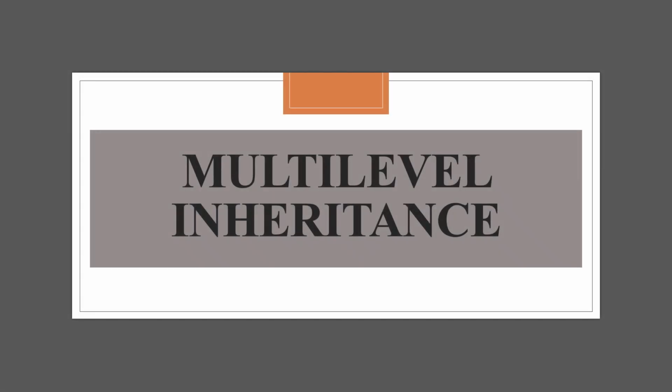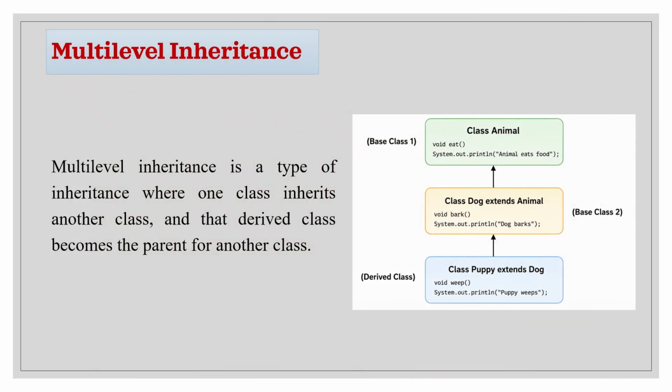So let's move to the second type of inheritance, which is multi-level inheritance. What does multi-level inheritance mean? It means one class inherits another class and then another class inherits from that derived class. In simple words, a child class becomes the parent class for another class.